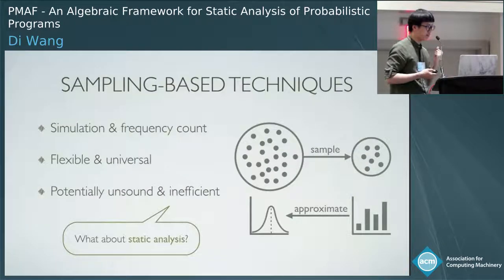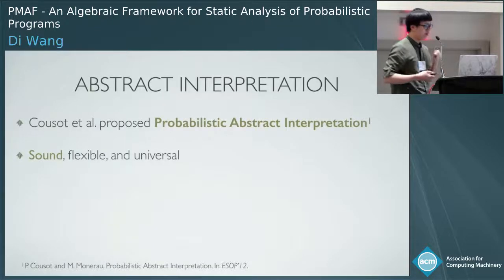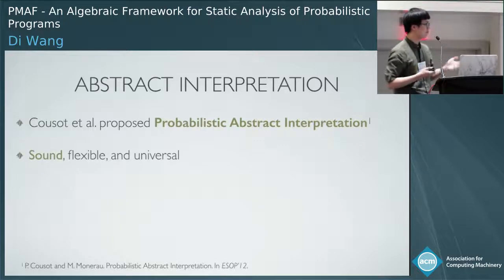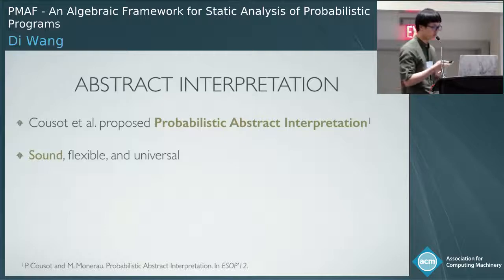Then what about static analysis? People also try to use static analysis methods to reason about probabilistic programs, and there has been a lot of work on that. Cousot proposed a probabilistic abstract interpretation framework to do such reasoning, and this framework is very sound, flexible, and also universal.